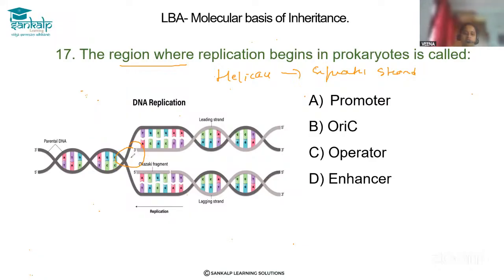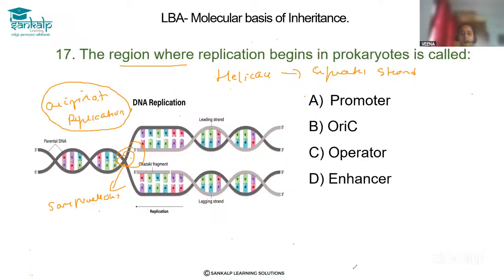That region contains the same nucleotide sequence, and it is called the origin of replication. It is not a promoter, not an operator, and not an enhancer. In replication, the origin of replication site is there. So the correct answer is B, the Ori site.